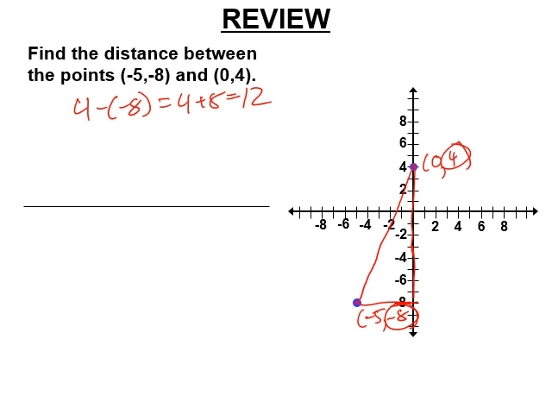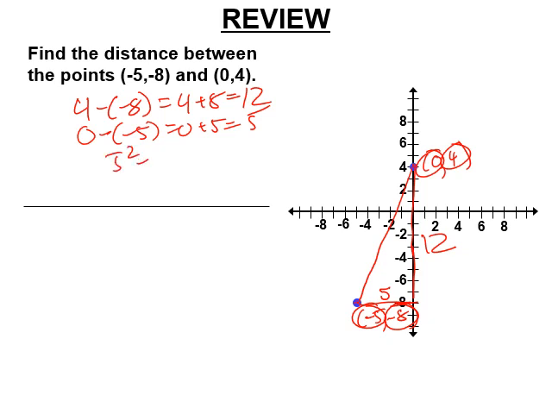If you switch it around, you'll get -12, but it truthfully won't matter. But try to get a positive. So this up and down distance is 12. The horizontal distance, you do 0 minus -5, which is 0 plus 5, which is 5. So now we have the sides of our right triangle.